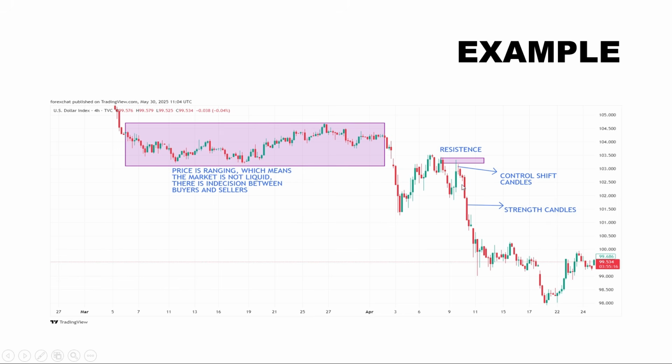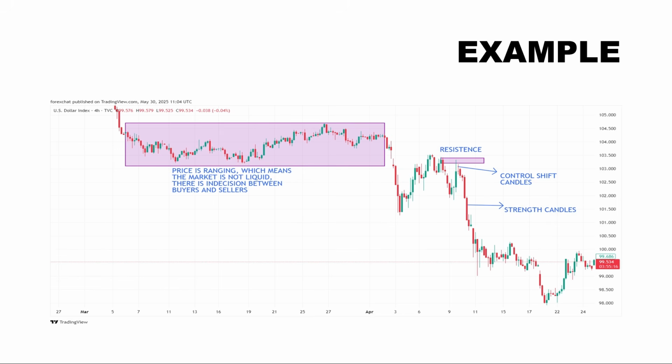And what happens after that? The market melts down with two big candles, two big strength candles showing dominance to show that we are now moving in this direction. So this is how the market moves, guys. So when you are looking at a market, right, you need to see these things.